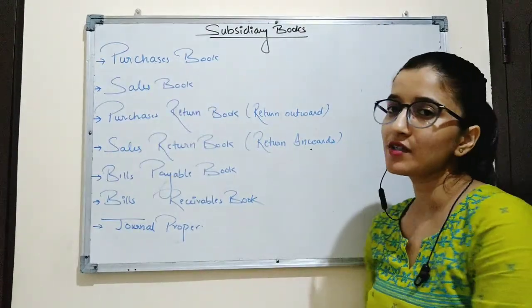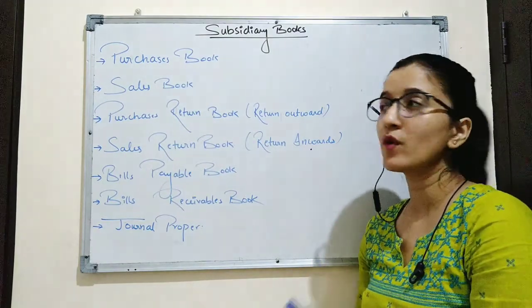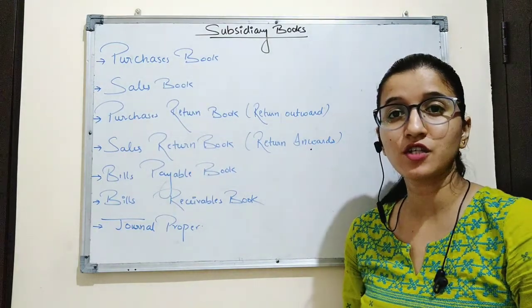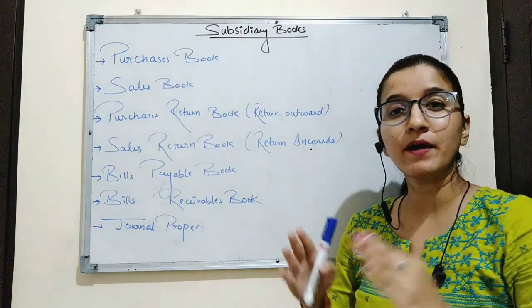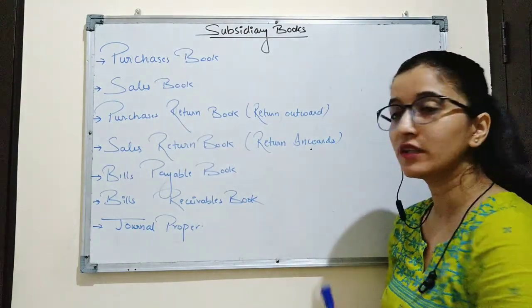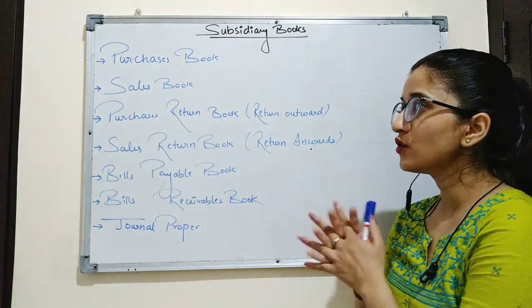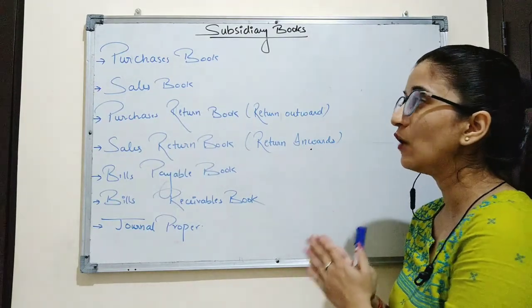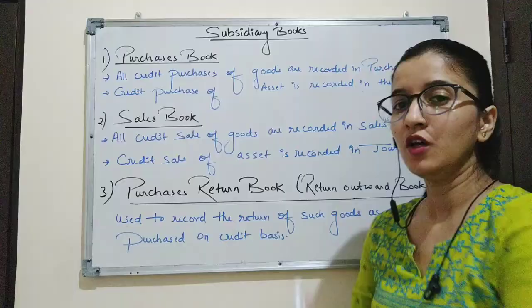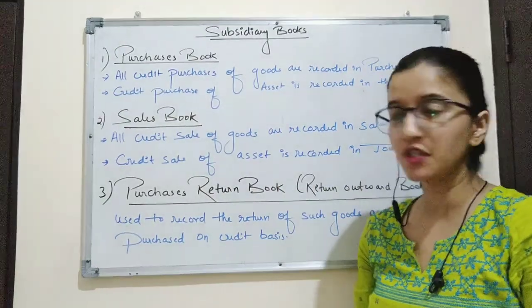See, subsidiary books are maintained by big businesses where there is a large number of transactions. So the businessman prepares different subsidiary books to record all these transactions. So in this video we will learn how to prepare subsidiary books. The first subsidiary book is purchases book.